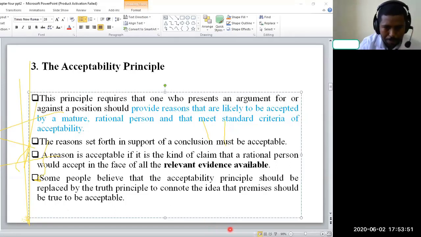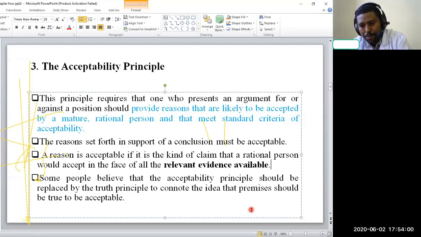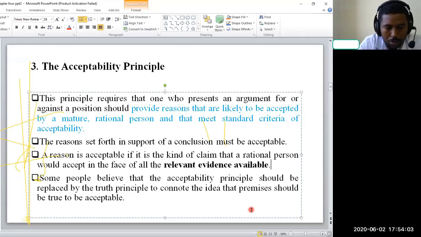Some people believe that the acceptability principle should be replaced by the truth principle, on the idea that a premise should be true to be acceptable. So some people say that we can use the principle of acceptability and the truth principle interchangeably, but others will not accept that. We should not use them interchangeably, for different reasons.